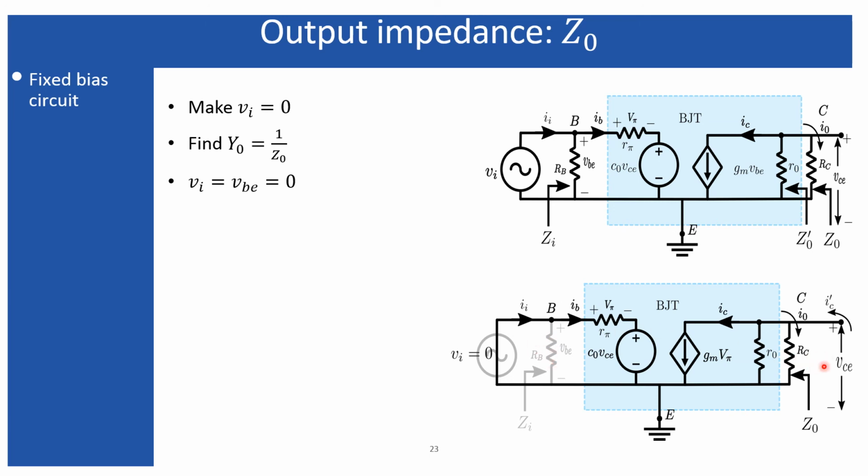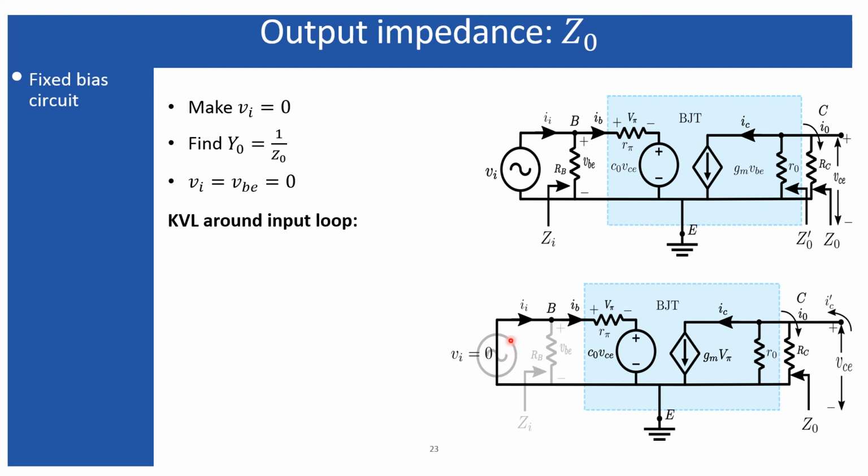Since I am interested in finding this Vc, the output impedance is the ratio of the output voltage to the output current. Right now I am considering the output current flowing along this direction. This is the total output current flowing along this direction, and this Vc is the output voltage I am considering here. Apply the KVL around the input loop.